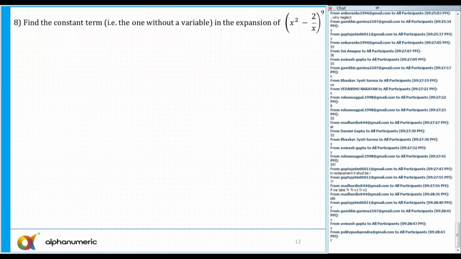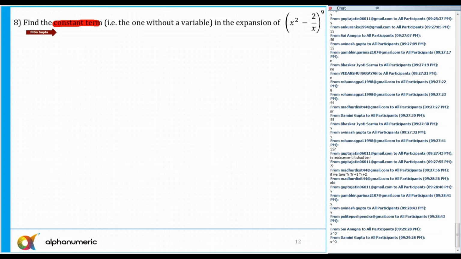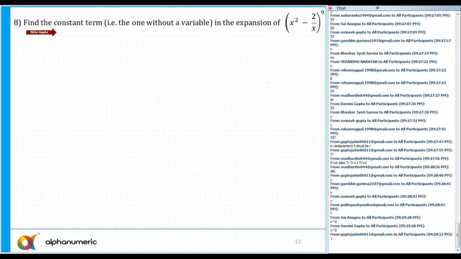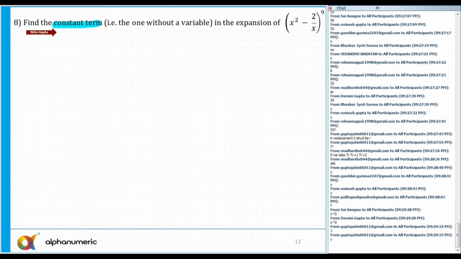Now, constant term means what? What do you mean by the term constant term? Can you say it means the coefficient of x raised to power 0? Yes or no? Yes, that's right. It means the coefficient of x raised to power 0, because x raised to power 0 is 1, so I'll always get a constant term. So basically I need to find out the coefficient of x raised to power 0.